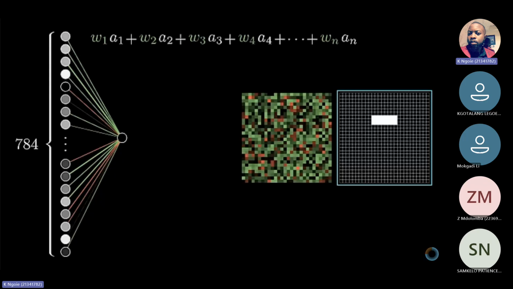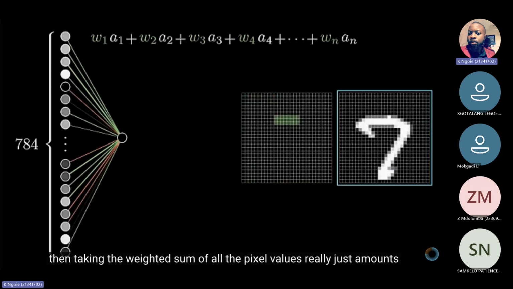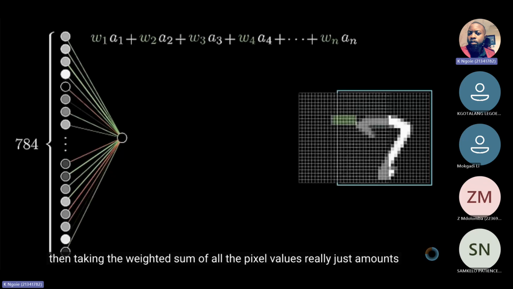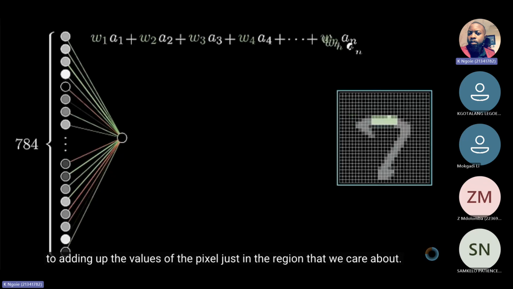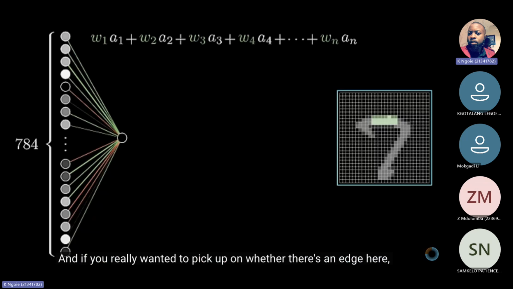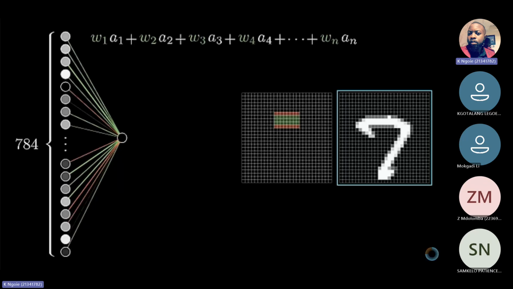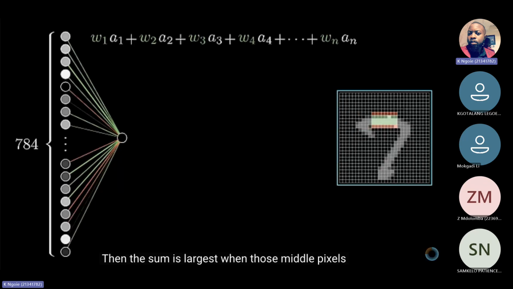Now, if we made the weights associated with almost all of the pixels 0, except for some positive weights in this region that we care about, then taking the weighted sum of all the pixel values really just amounts to adding up the values of the pixel just in the region that we care about. And if you really wanted to pick up on whether there's an edge here, what you might do is have some negative weights associated with the surrounding pixels. Then the sum is largest when those middle pixels are bright, but the surrounding pixels are darker.